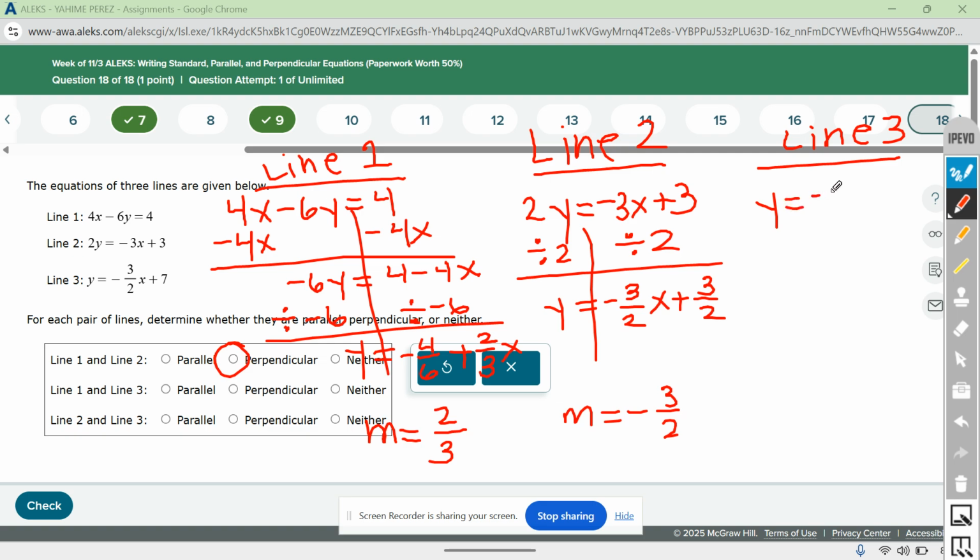We got y equals negative 3 over 2x plus 7. So this one's already in slope-intercept form because y is already alone. So our slope is negative 3 over 2. Okay, because in slope-intercept, the slope's mushed against the x, right? So lines 1 and 3, again, are also perpendicular because one's positive, the other one's negative, and one's 2 over 3, the other is 3 over 2. And then lines 2 and 3 are the same, so they are parallel.